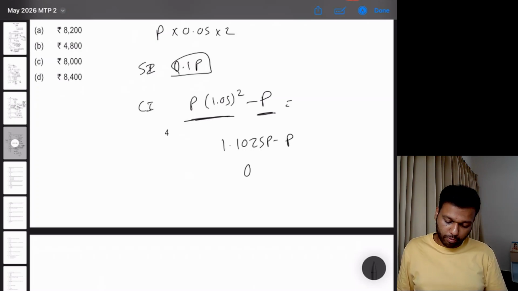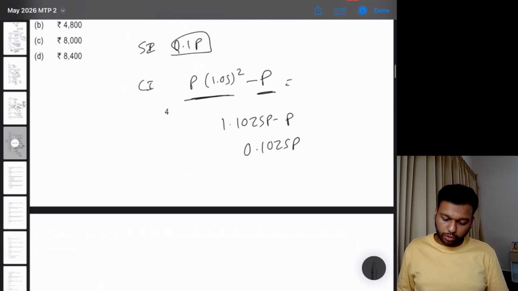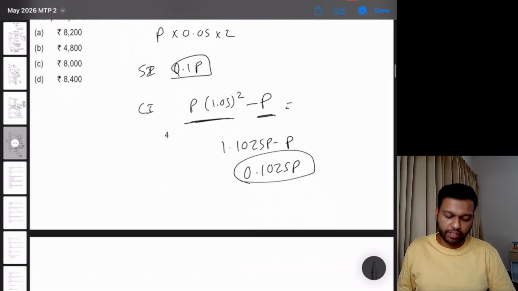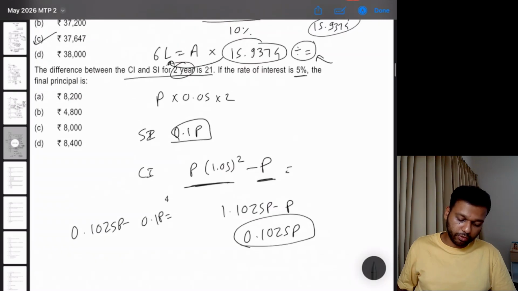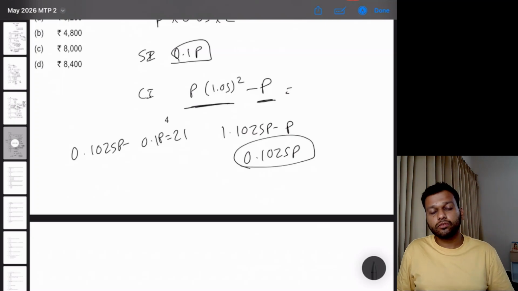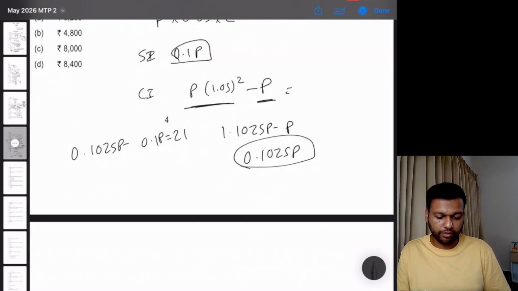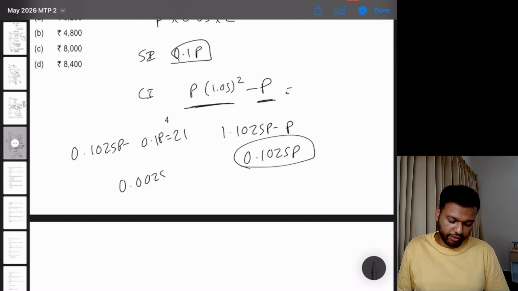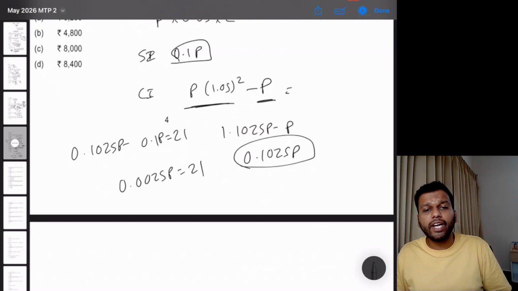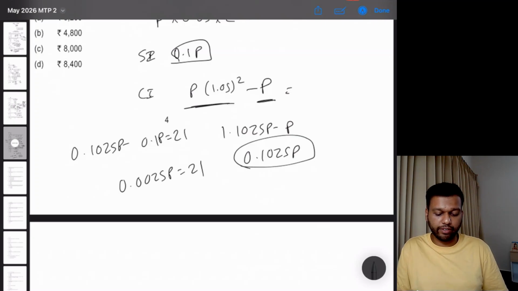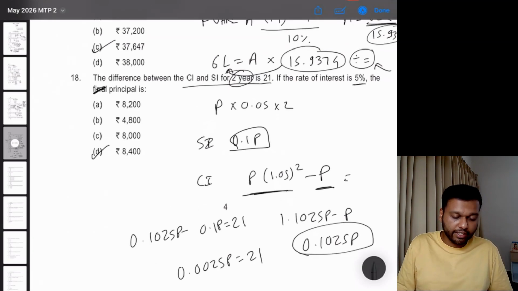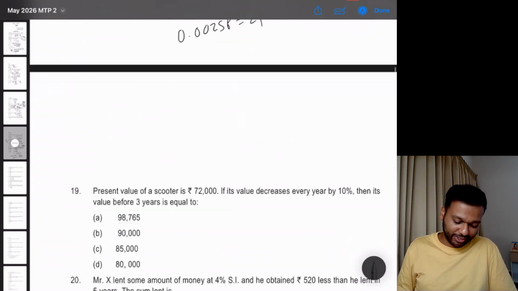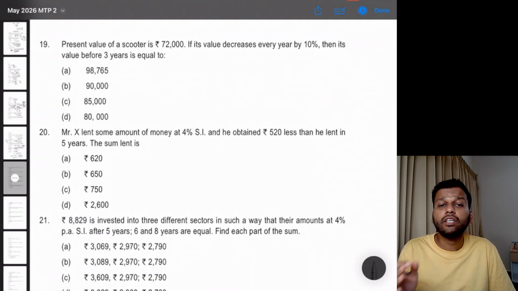That means 0.1025 P. So you know simple interest, you know compound interest, you know their difference. So 0.1025 P minus 0.1 P gives you 21 rupees. Take P common: 0.1025 minus 0.1, that is 0.0025 P is equal to 21. So 21 divided by 0.0025 gives you P, which is 8400, which is the answer. So by final principal, I think they mean just principal. That's it, right?